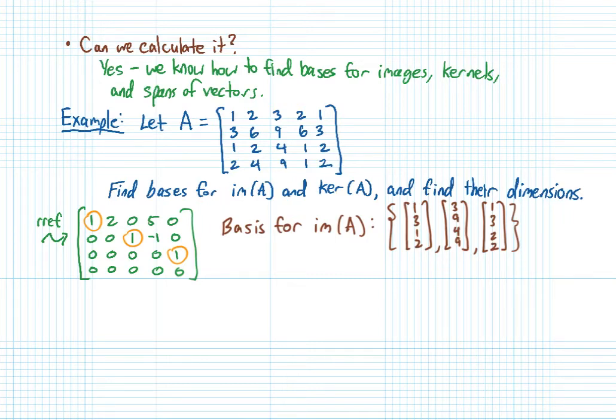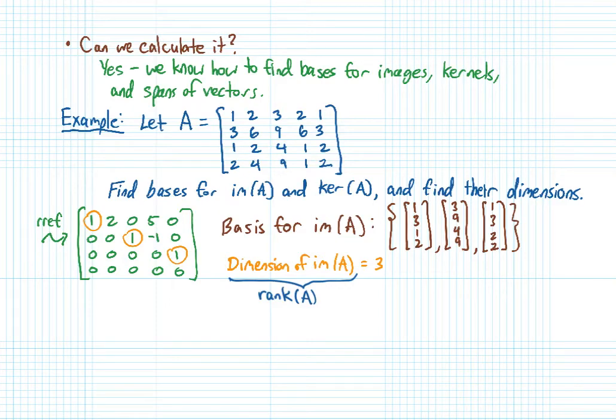So now, what's the dimension of the image of A? Well, there are 3 vectors in the basis, so the dimension is 3. That's it. Now, because this comes up quite a bit, where you're asking about the dimension of the image of a matrix or a linear transformation, there's a special term for it, and that term is rank. So we would say that the rank of A is 3 in this case.